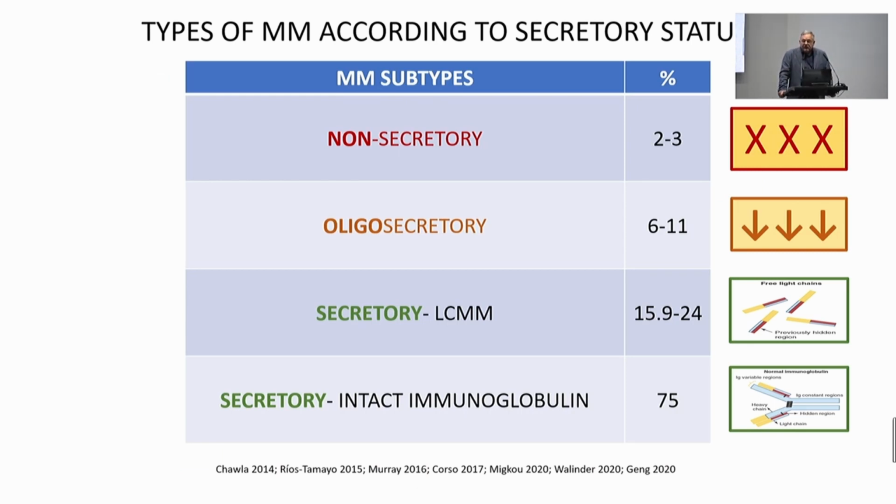From the secretory point of view, we have several types of multiple myeloma. There is a non-secretory multiple myeloma, which is very rare. We have an oligosecretory with a low level of M protein, but the vast majority of multiple myeloma patients have a secretory multiple myeloma. It can be only light chain in 20% of cases, or a secretory myeloma with an intact immunoglobulin.